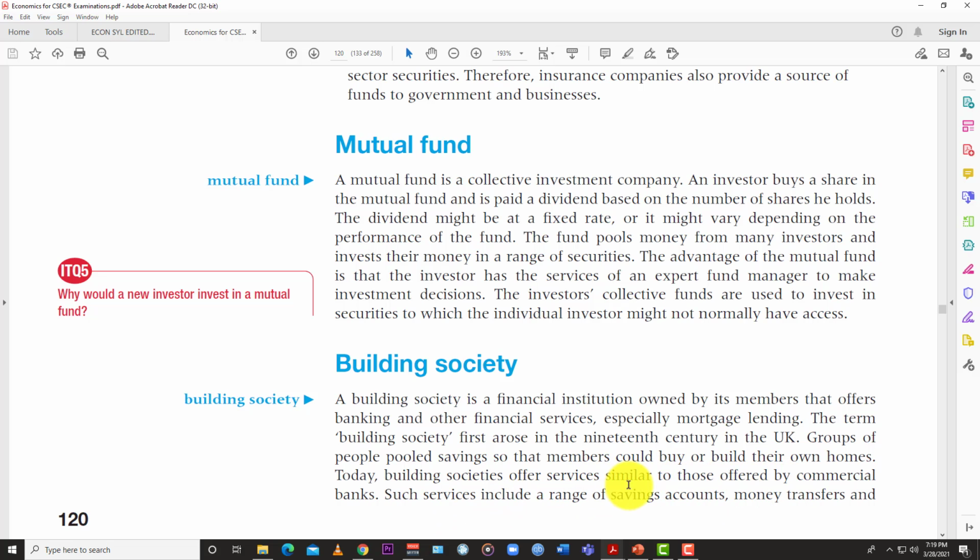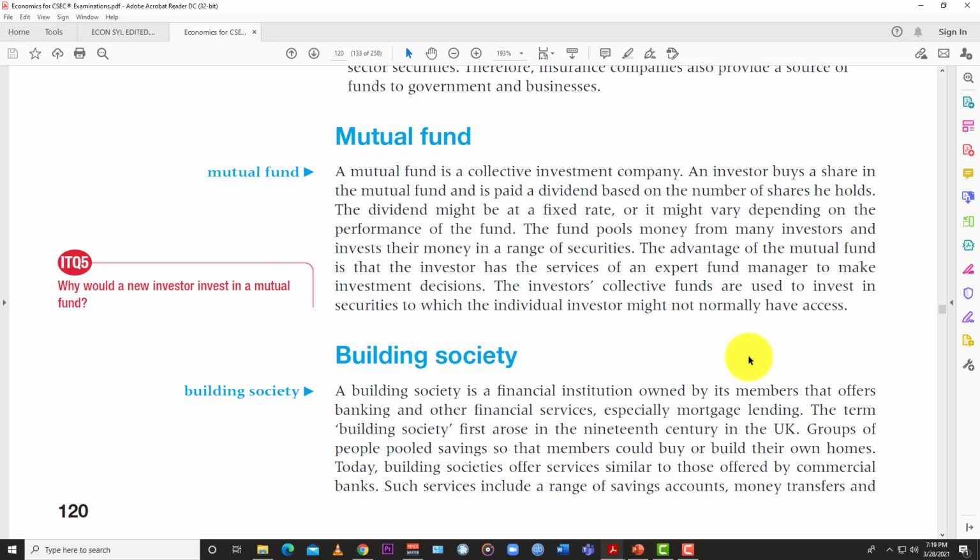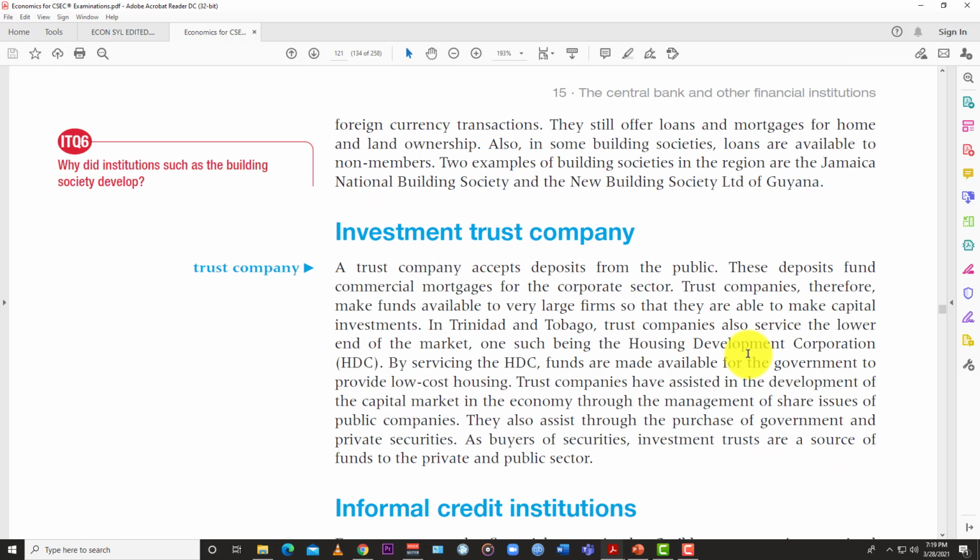Such services include a range of savings accounts, money transfers, and foreign currency transactions. They still offer loans and mortgages for homes and land ownership. Also, in some building societies, loans are available to non-members. That's how it differs from the credit union. Two examples of building societies in the region are the Jamaica National Building Society and the New Building Society Limited of Guyana. These are not as popular as the credit unions and commercial banks, but they are still part of the financial system, and they can help you with certain financial assistance.